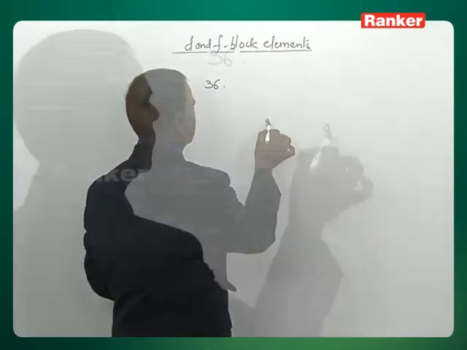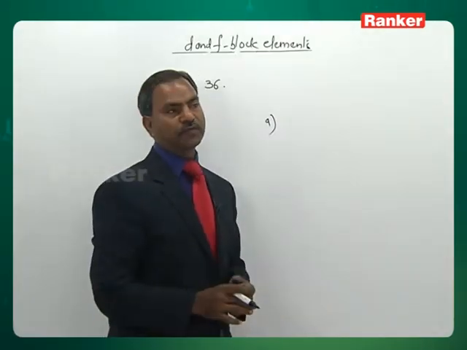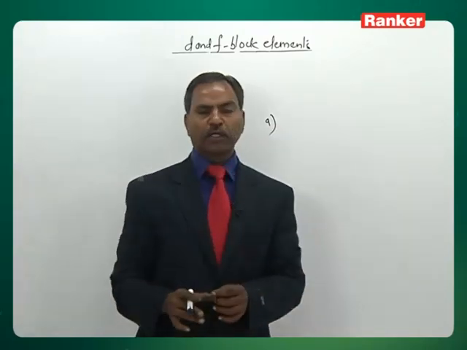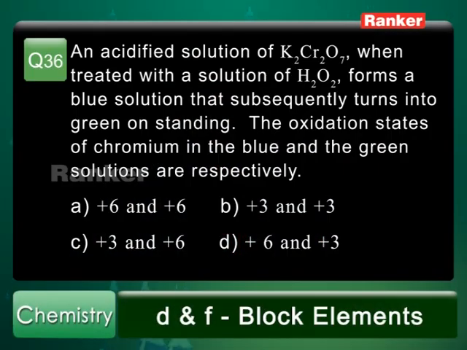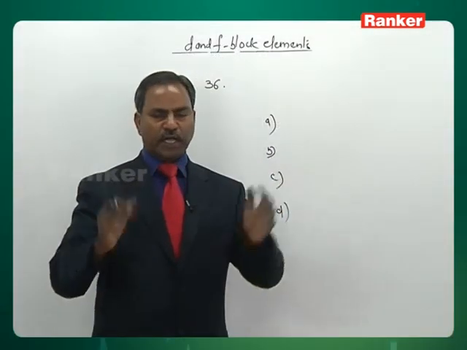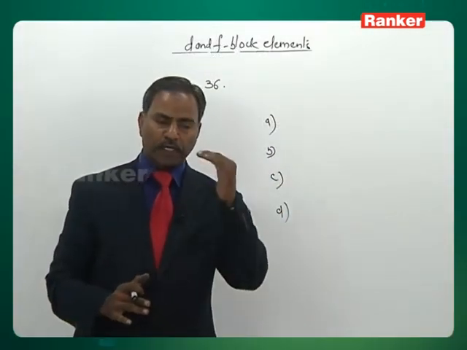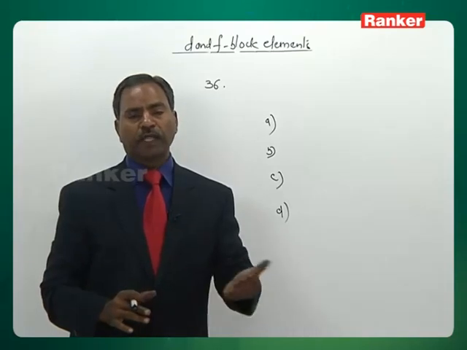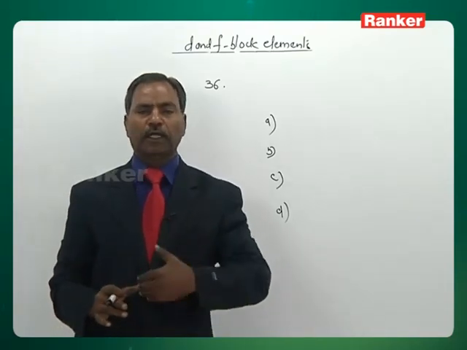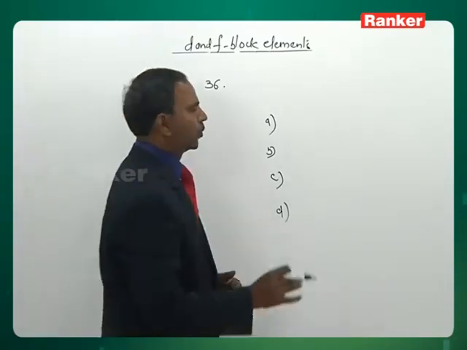Option A is +6 and +6. Option B is +3 and +3. Option C is +3 and +6. Option D is +6 and +3. These are the options given. I will show the equation and explain. First, let us check the reaction between potassium dichromate and hydrogen peroxide, then what happens subsequently to the product produced.